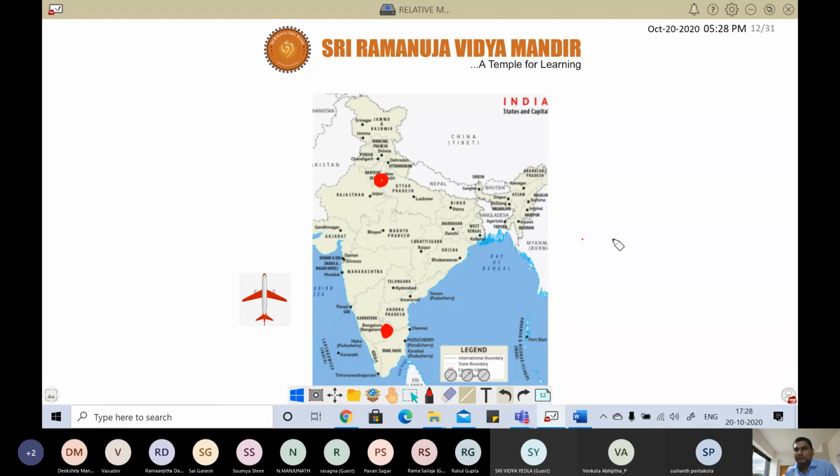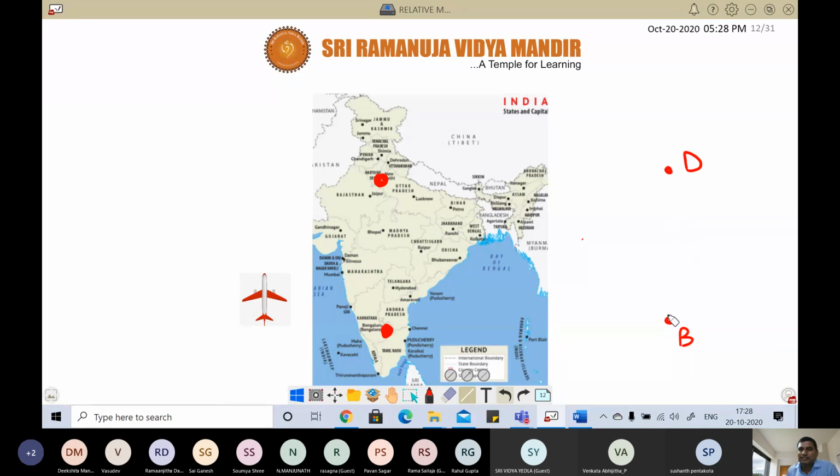So here, on the image, we are not able to draw. Suppose let's say I am drawing here. Let us say this is Bangalore and this is Delhi, New Delhi. Now an aeroplane wants to fly from Bangalore to Delhi.